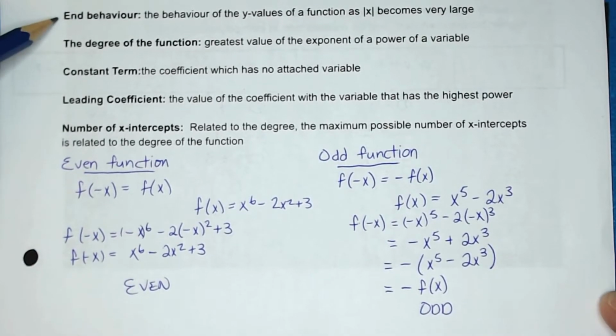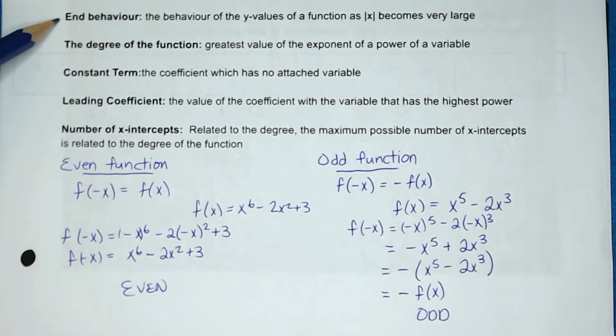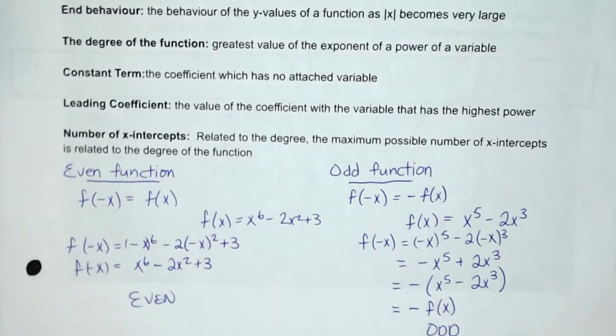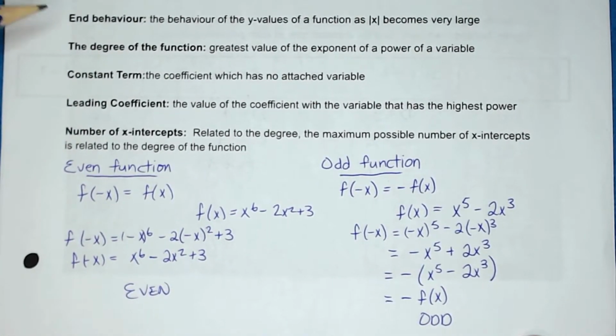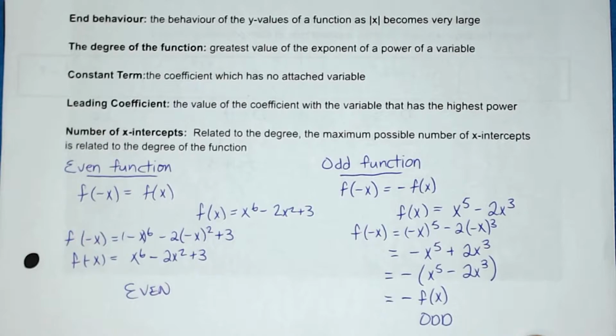The first one is end behavior. This is the behavior of the y values of a function as the absolute value of x becomes very large. So what we're looking at is as the graph goes off into infinity, either positive or negative direction, what is happening. So which quadrant is it ending in and what direction is it heading, and we'll talk about how to determine that shortly.